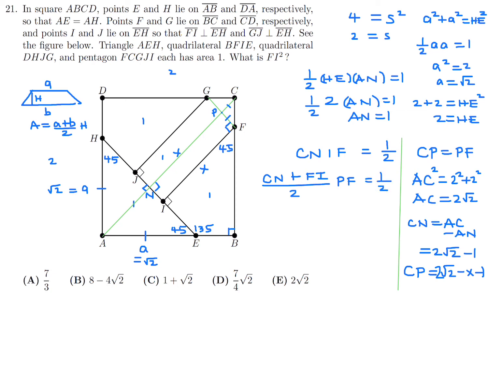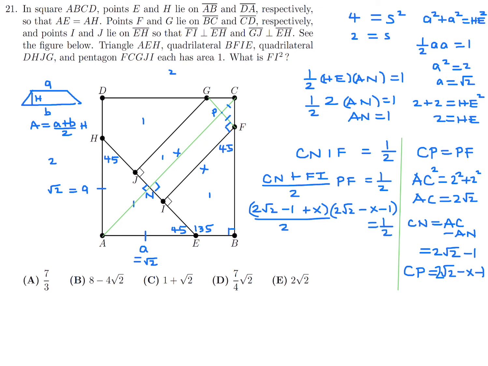Well, CN, what do we have here? 2 root 2 minus 1. FI is x, so plus x over 2. And then PF, what do we have? Do we have anything? Well, PF we concluded was the same as CP, and CP is right here. 2 root 2 minus x minus 1. And that all equals a half.